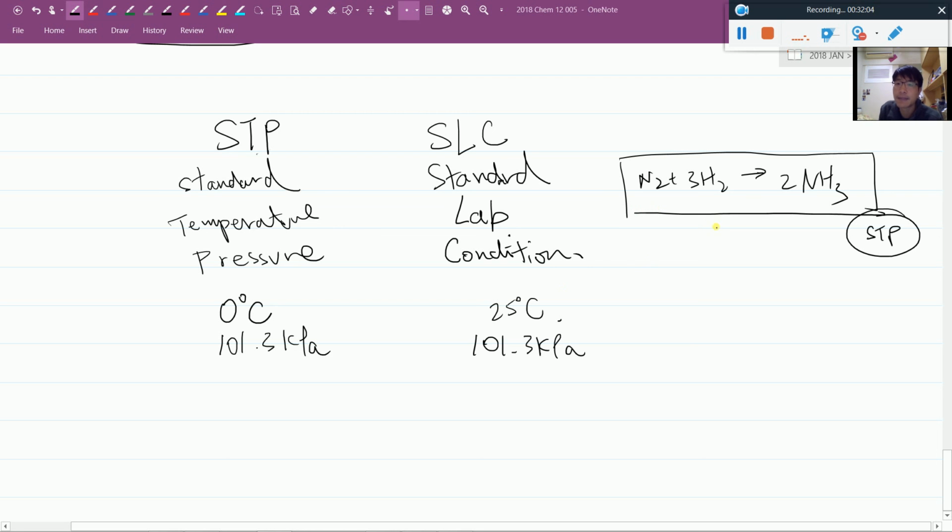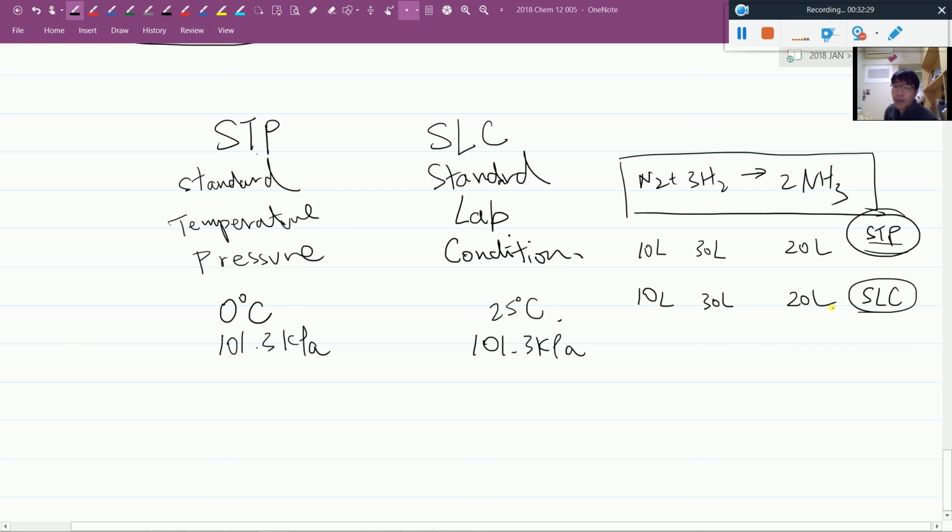So that means 10 liters would react with 30 liters and produce 20 liters of ammonia at STP. It will be the same thing at SLC: 10 liters react with 30 liters and make 20 liters. Nothing else. That's it, straight away.